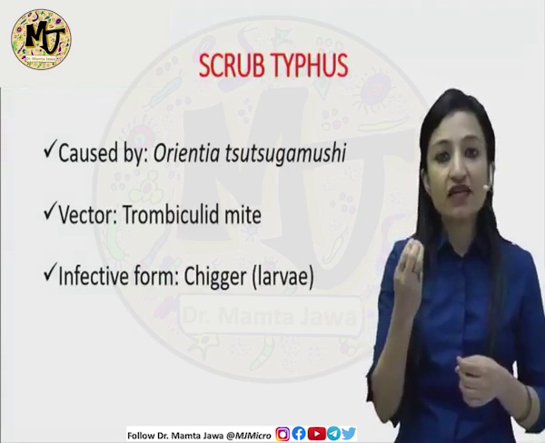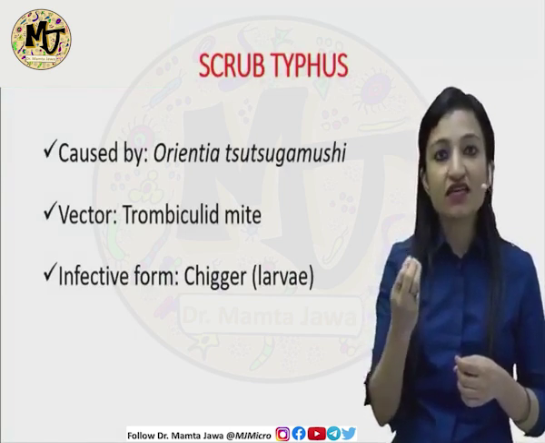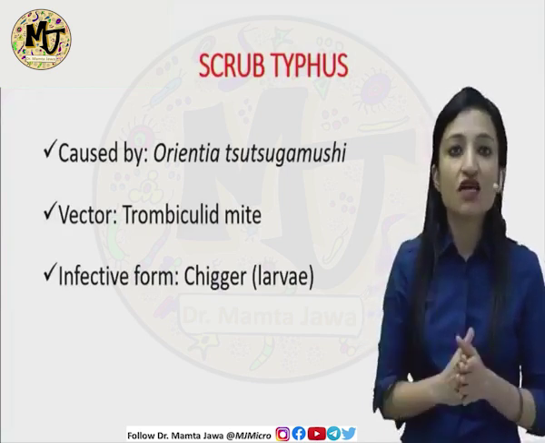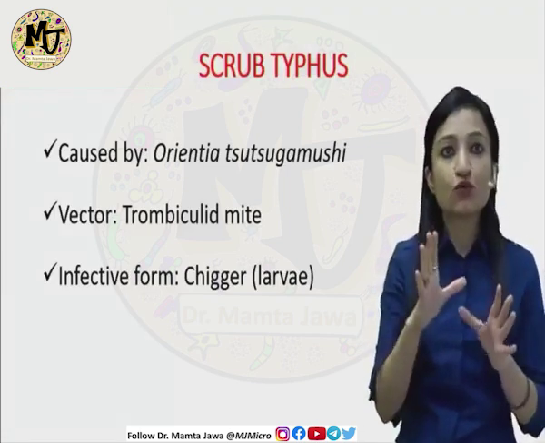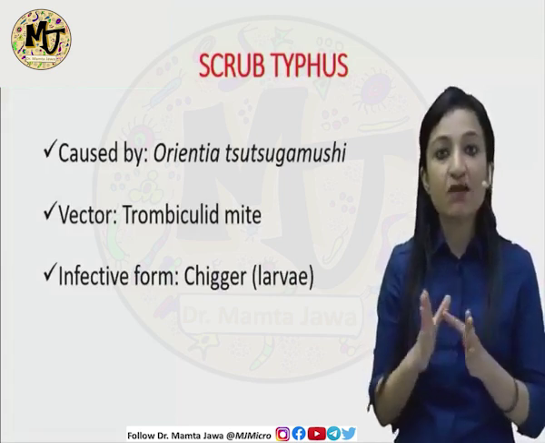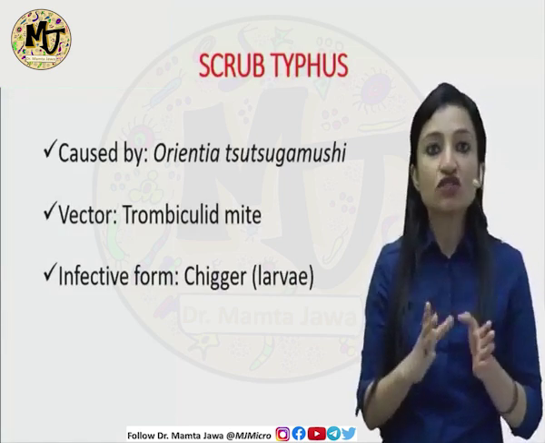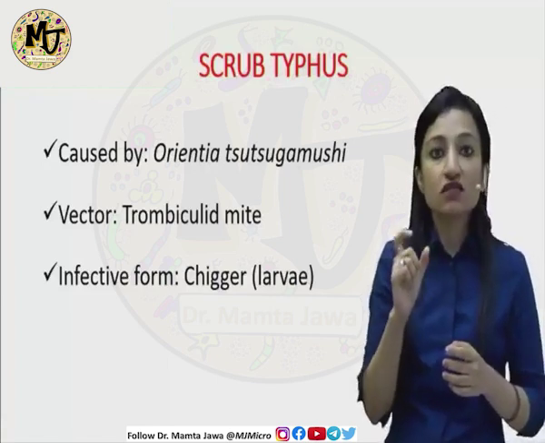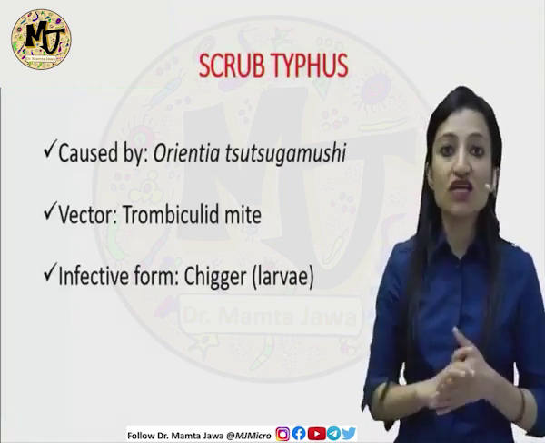Actually, the mite lays eggs first, and these eggs hatch out to produce larvae, and these larvae are referred to as chiggers. And the organism Orientia tsutsugamushi is maintained by trans-ovarial transmission in these mites. Now, because chiggers are so very important, the disease scrub typhus is also known as chiggerosis.